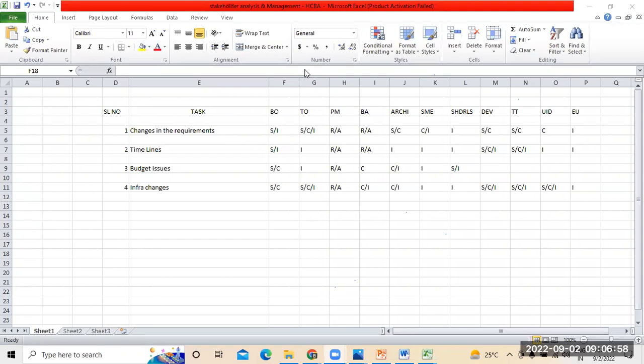RACI matrix is very simple, Raj. RACI stands for Responsible: who is responsible? Accountable: who is accountable? Support: whose support is required? Consulted: to whom do we need to consult with? Informed: to whom do we need to inform? That's what RACI matrix stands for. Simple. So it will be maintained by the business analyst. That's the reason why we are learning it in the BA course.